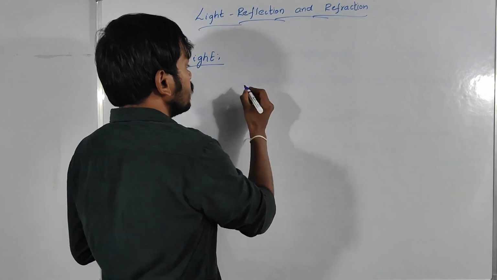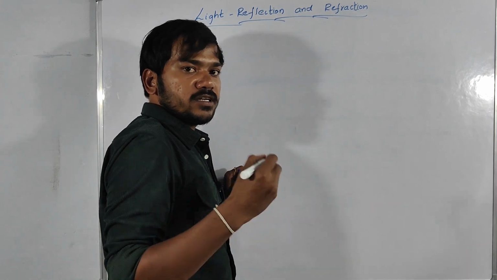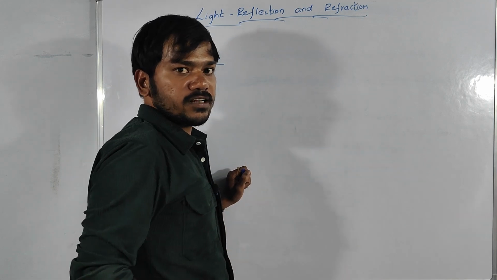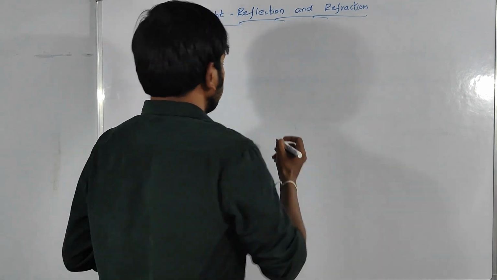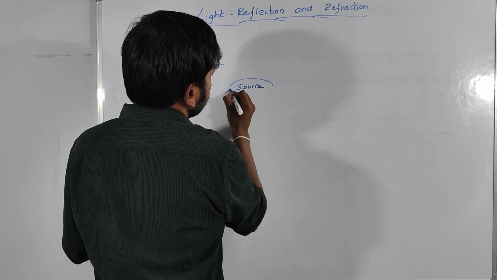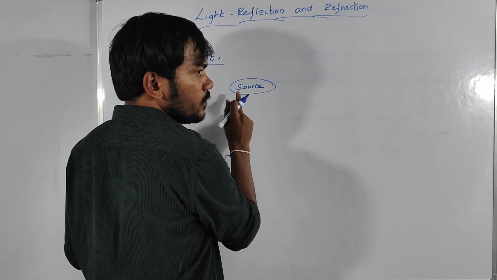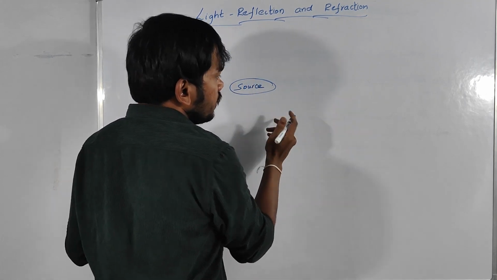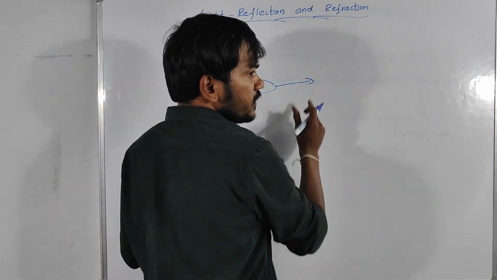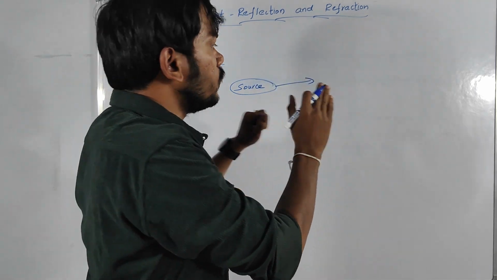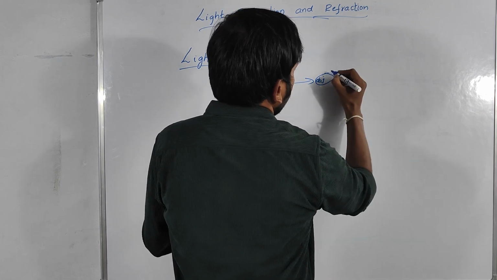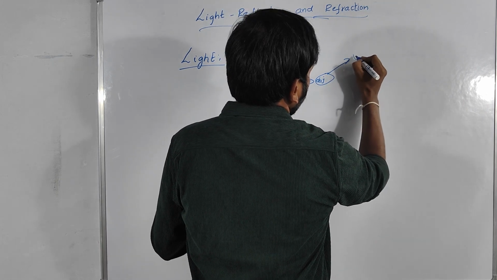Whenever light comes from any source, which can be a luminous source or a non-luminous source, which you might have studied in your earlier classes like 6th and 7th, say for example, a source can be a bulb, the sun, or a candle. The light from the source must be incident, in the sense it must fall onto an object, and from the object it must reach the naked eye.